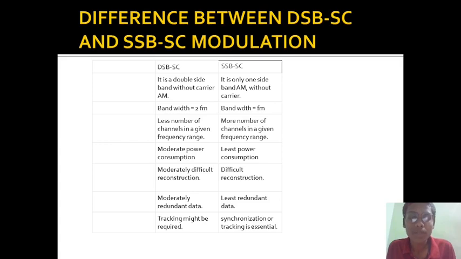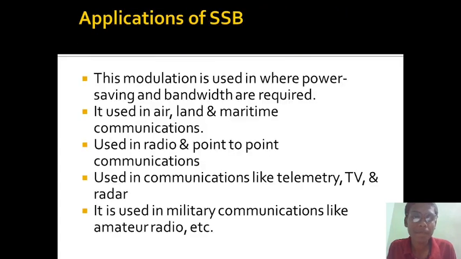Moderately redundant data, tracking might be required. SSB modulation is only one sideband AM without carrier. Bandwidth is 1 fm. More number of channels in a given frequency range, least power consumption, difficult reconstruction, least redundant data, synchronization or tracking is essential.